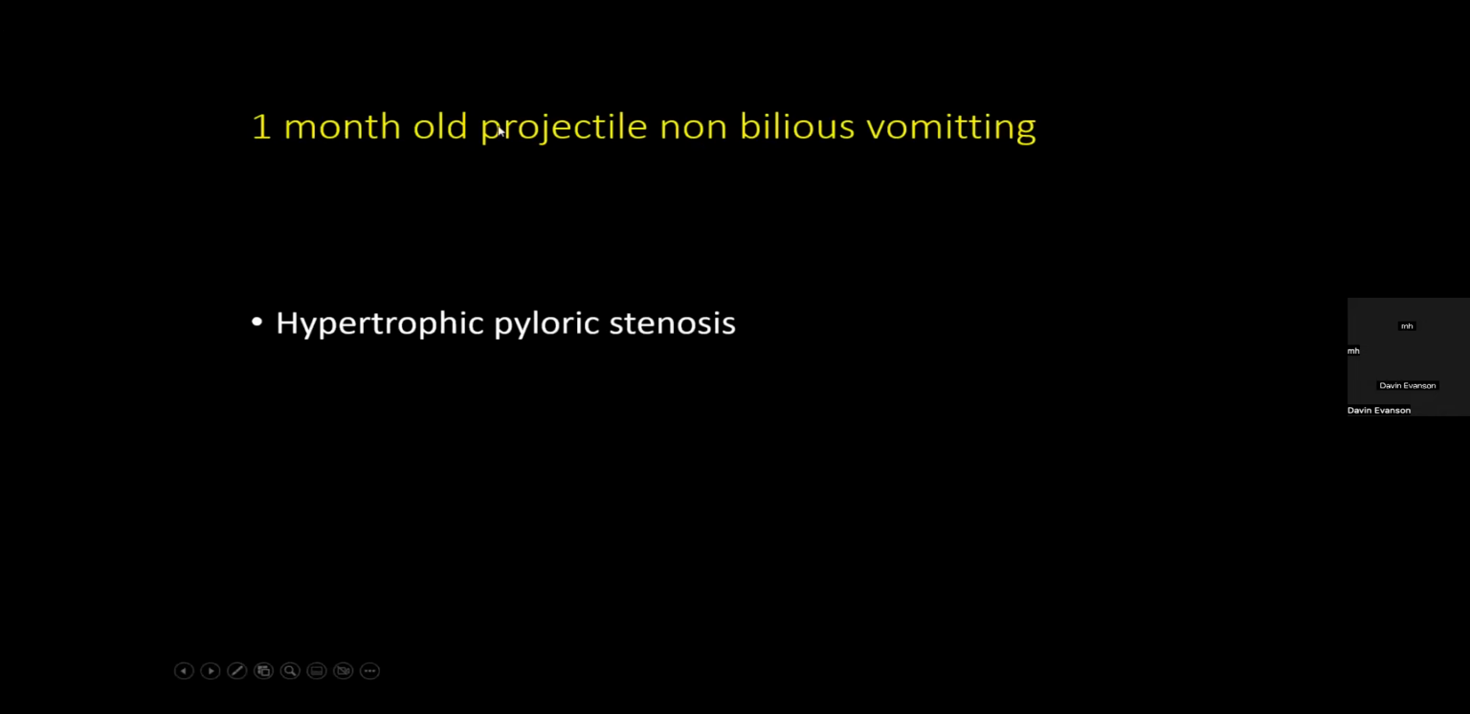As opposed to a 1 month old with projectile non-bilious vomiting, this is hypertrophic pyloric stenosis, and we will diagnose it with ultrasound, looking for that pyloric thickening and narrowing of the channel. And I will leave it to Davin for some cases.